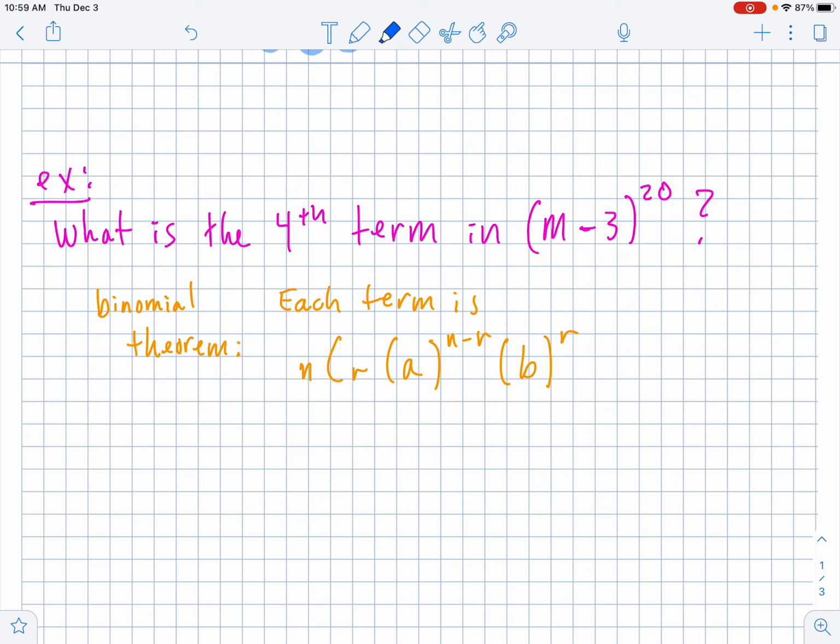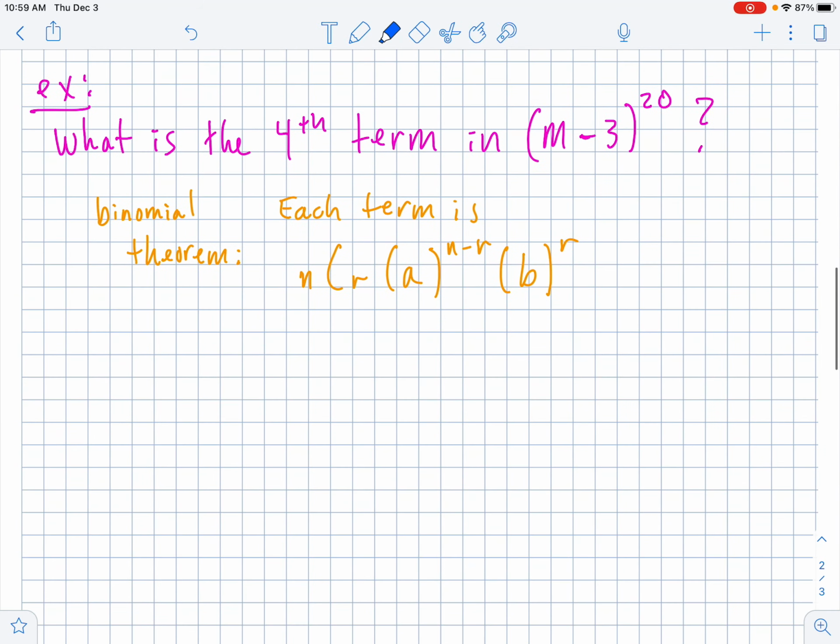What is the fourth term in (m minus 3) to the 20th? Now, we don't know the coefficient of the fourth term in the 20th expansion. So you could make your Pascal's triangle all the way up to the 21st row. Remember that it's one behind there as well. Or you could just use nCr, but you have to use it pretty strategically, and remember that point I told you about it always being a little behind.